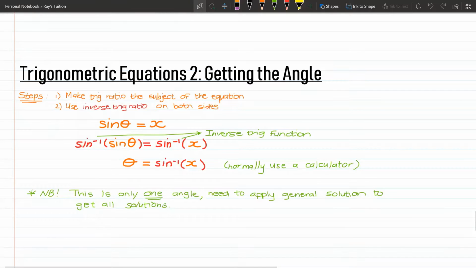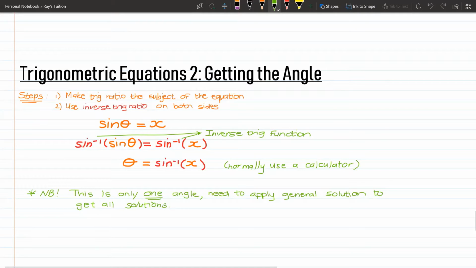Everybody, and welcome to this video on trig equations. In this video, we have a look at how to solve for the angle in a trig equation. So I've broken this up into two steps. The first step is make the trig ratio the subject of the equation.